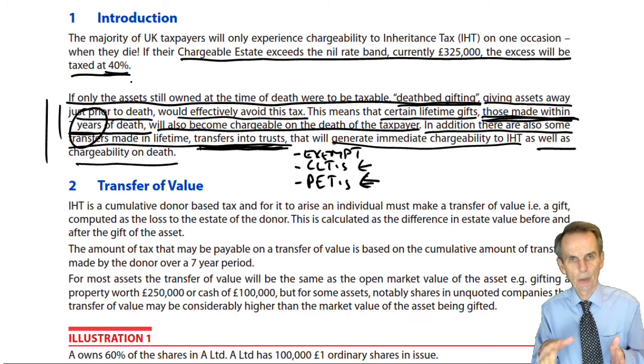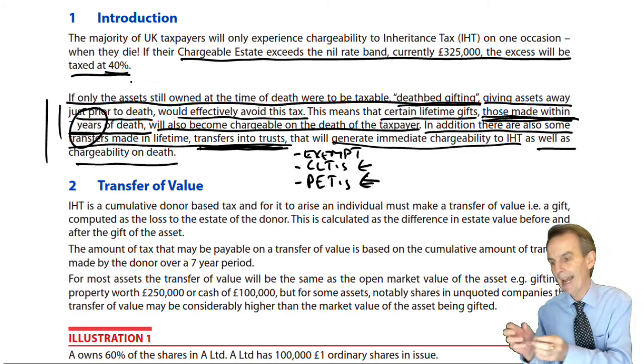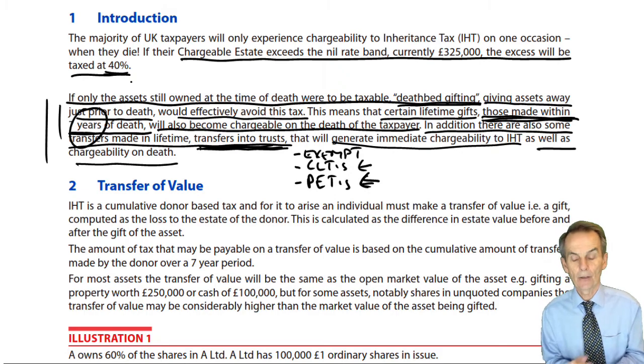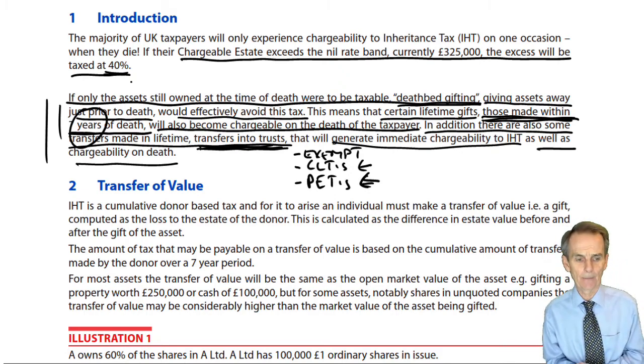And it's cumulative. As soon as you have used up the nil rate band, be it on the lifetime transfers, or be it then on the lifetime transfers and on some of the death estate, the excess is going to all be taxed at 40%. It's a cumulative donor-based tax.